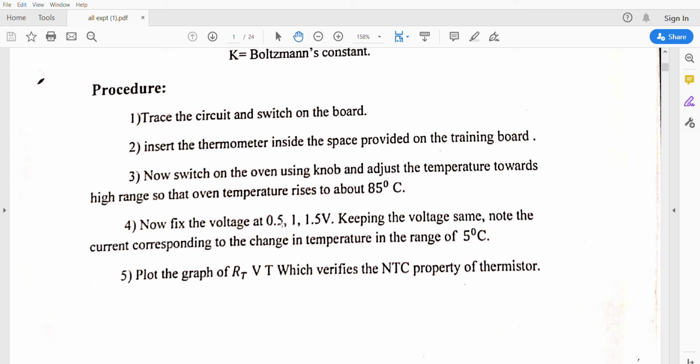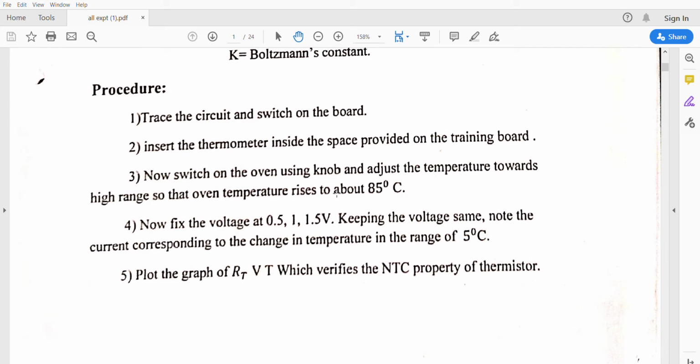We have to fix the voltage at 0.5 volts in the first case, in the second case we have to fix the voltage at 1 volt, and in the third case we have to fix the voltage at 1.5 volts. For every voltage we have to increase the temperature up to 85 degrees centigrade or 90 degrees centigrade, and after that we have to switch off the heater knob.